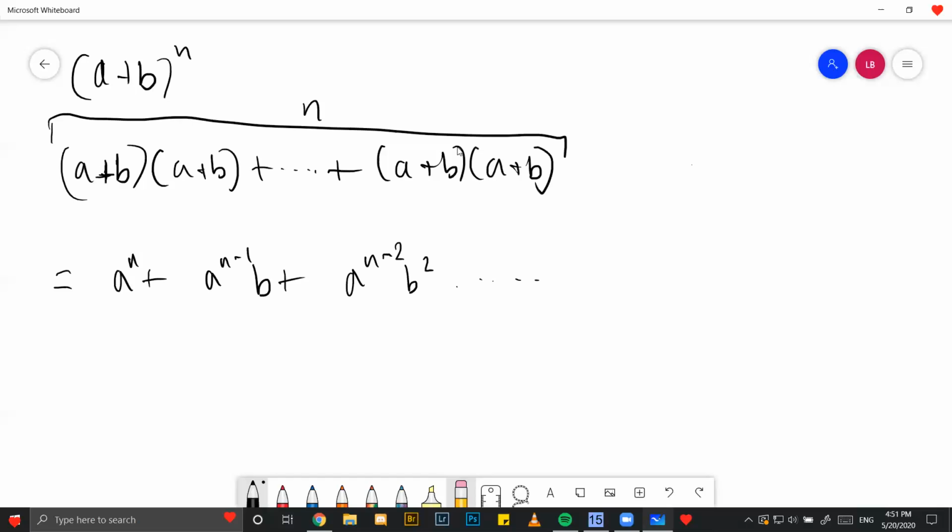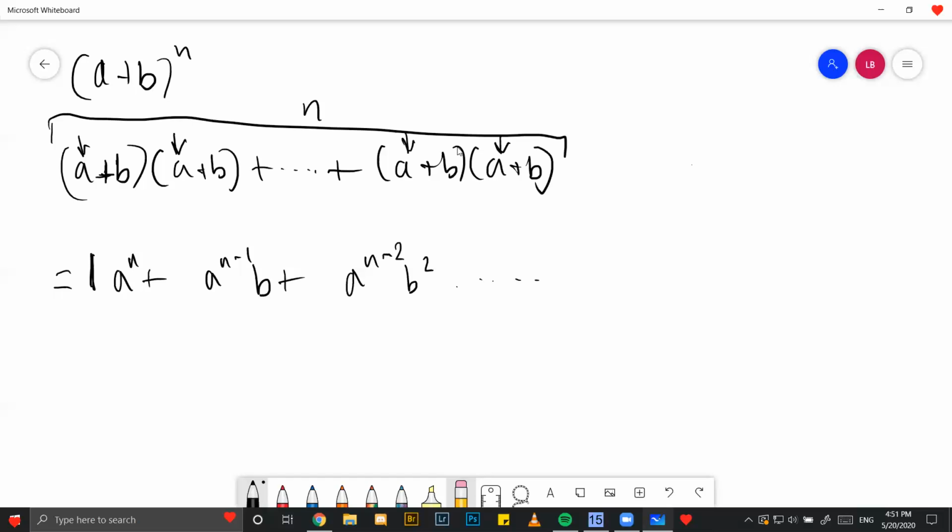Let's think about a to the power of n. What is the only way to get a to the power of n? There's only one way to do it: multiply this a times this a times this a, and so on. All these a's need to be multiplied in order to get a to the n. If you took any of the other terms, you wouldn't end up with a to the n alone. So there's a 1 in front.